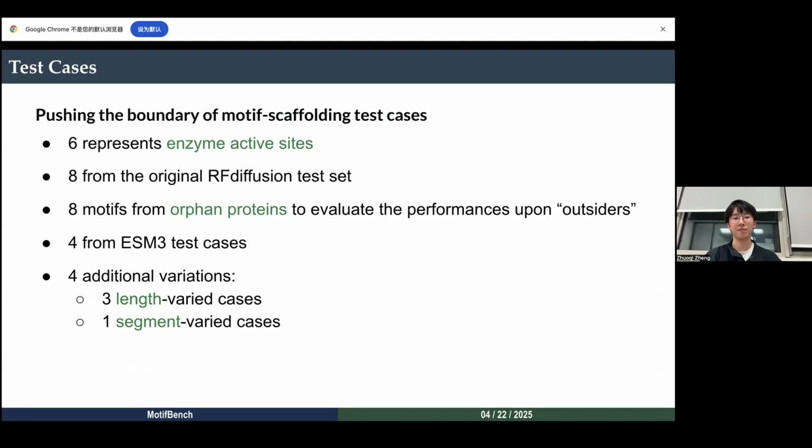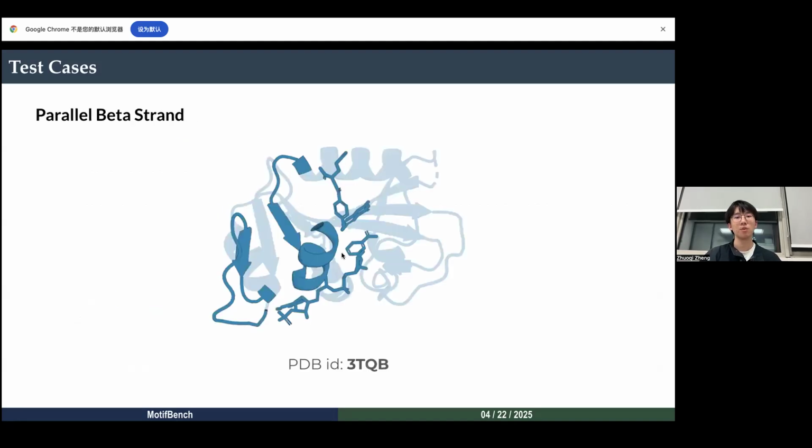And also we have 1 segment-varied case from a binding interface which contains in total 4 segments, and we have one problem for 2 of them and the next for all of them, to see the difficulty given enough or not enough information to recover the complete epitope and the rest of the scaffolds. So here we have some pretty interesting cases to share.